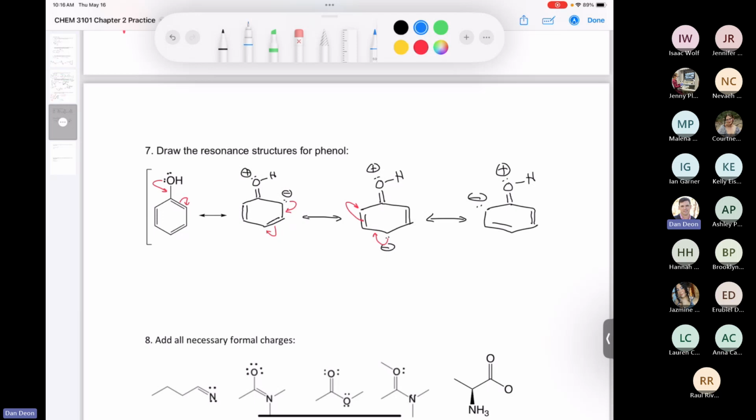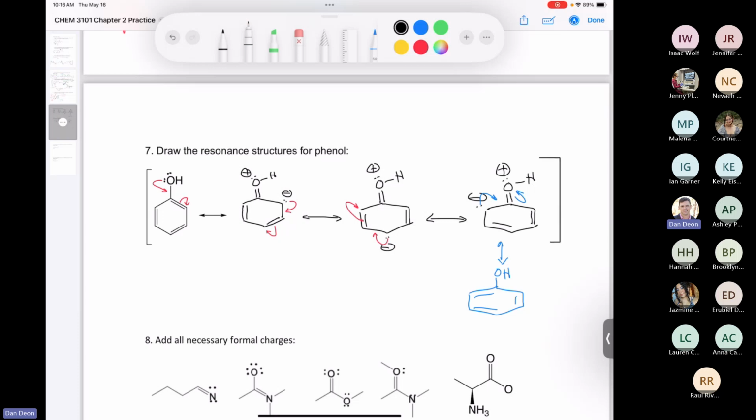Could you draw another one? Yes, you could do this. Okay, and it's going to take you right back to the beginning. Okay, you're going to have something that looks like this. Okay, it's not necessary to do that, but it's okay if you do it.